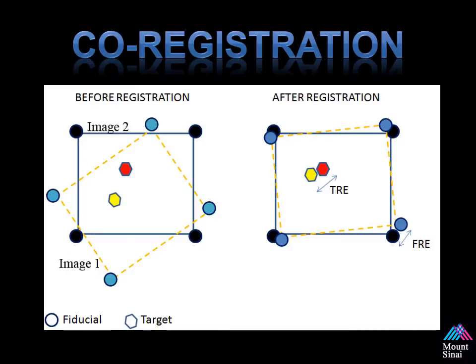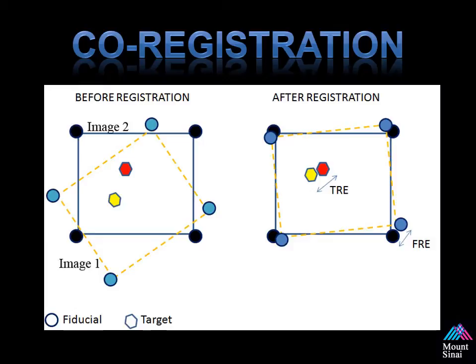This is a simplified version of co-registration or fusion. The co-registration of two data sets, if you look on the left side of the screen before registration, you see image 1 and image 2. These two images are not aligned. Using the corners, or those things that are labeled as fiducials, we're able to take that data set and line it up. For surface rendering, we use the triangles as our fiducials.